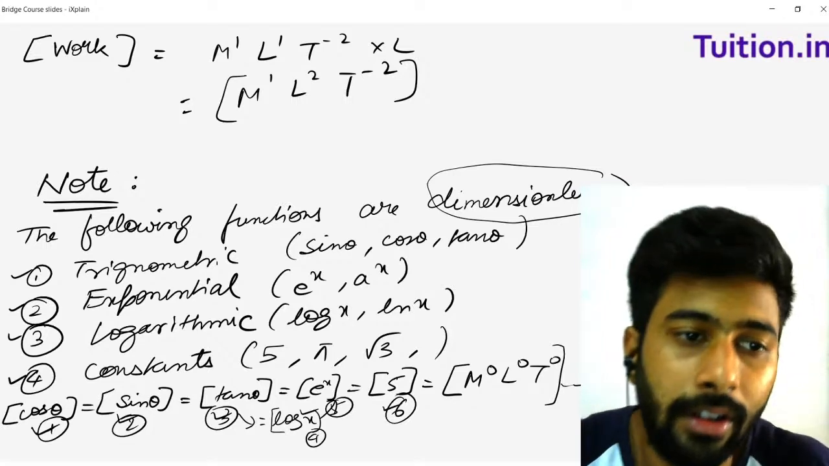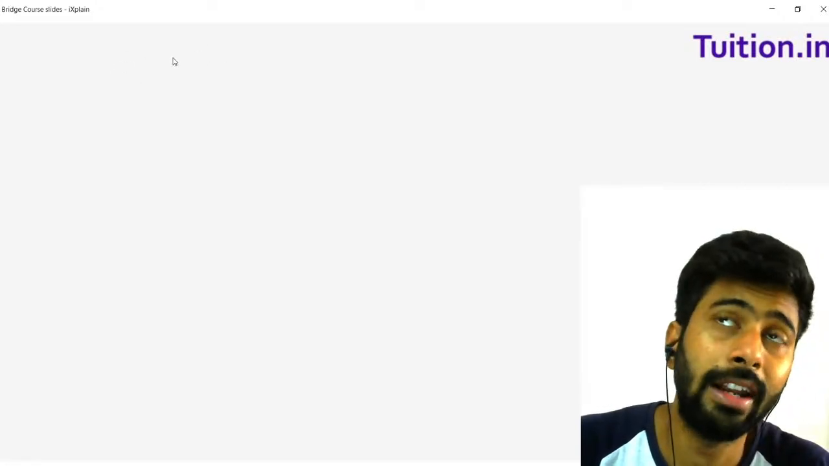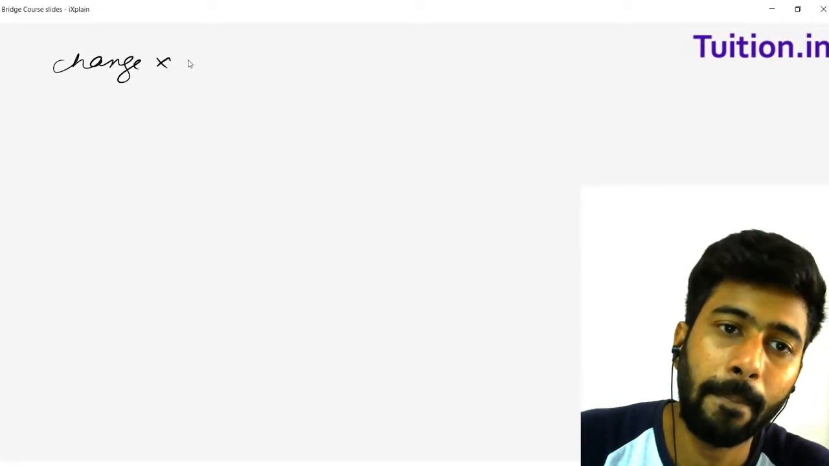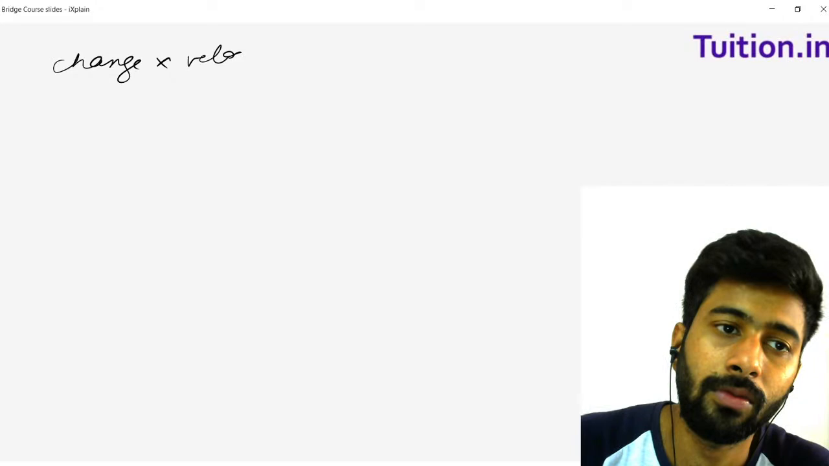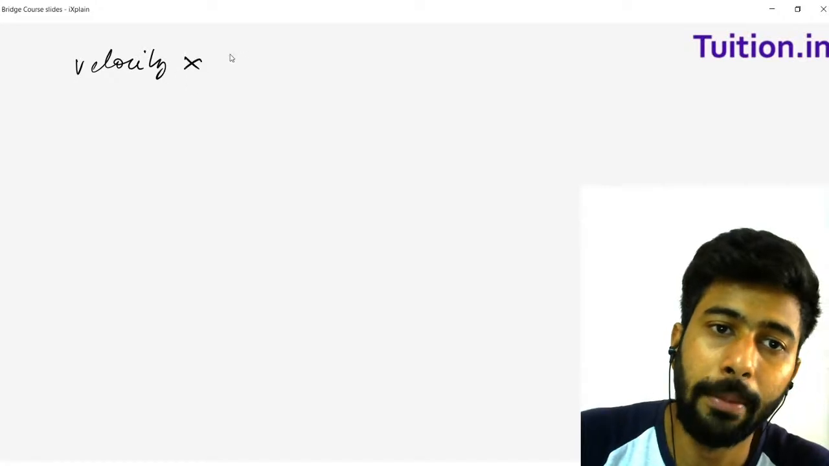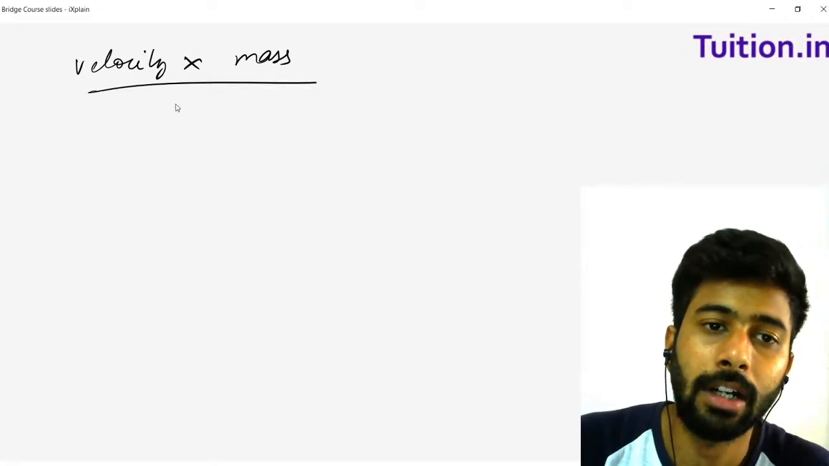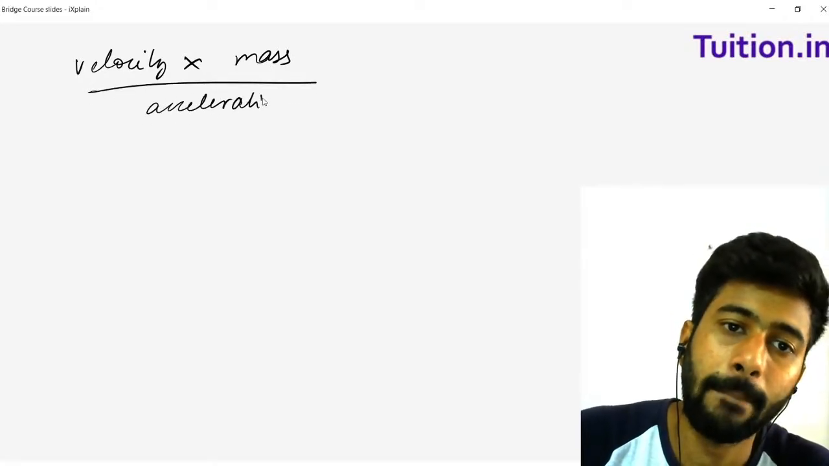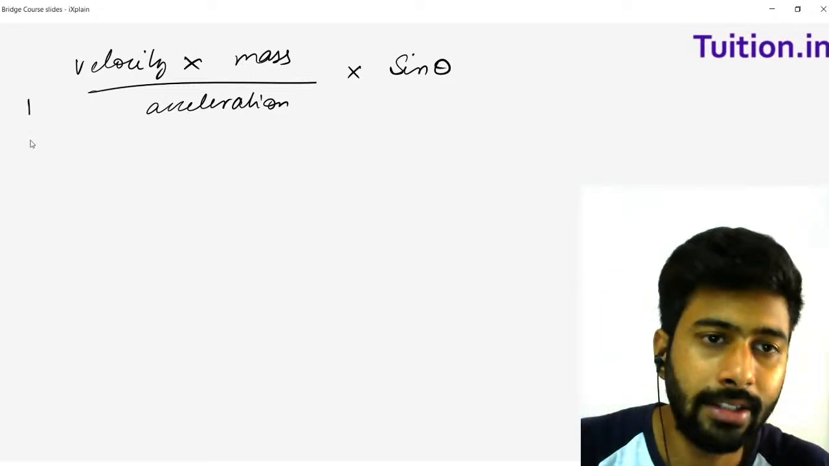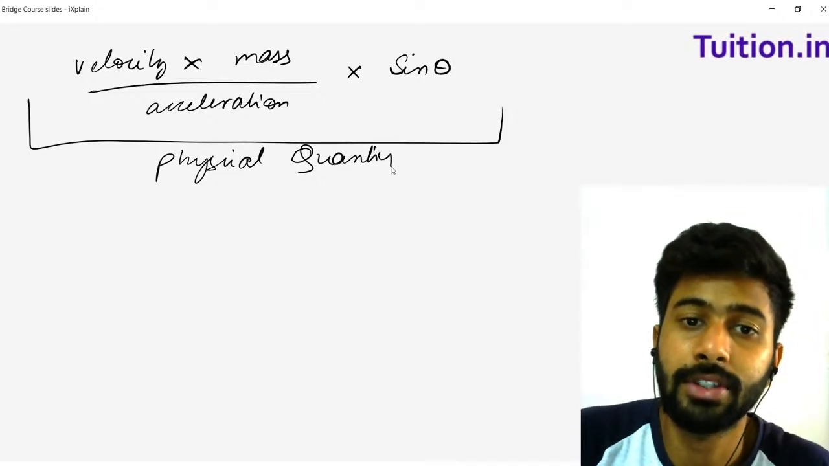Right? So whenever you see a formula like, let me say not change in velocity, velocity into time, or velocity into mass by acceleration into sine theta. If I ask, let's say this is a physical quantity, right? This whole thing is a physical quantity. Then what is the dimension of this physical quantity?